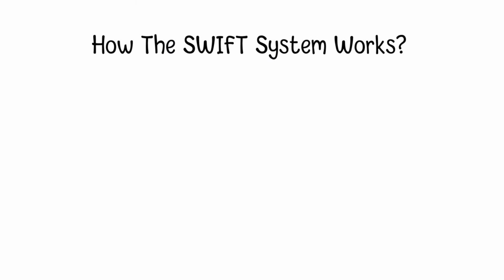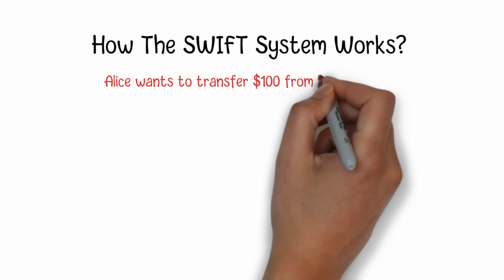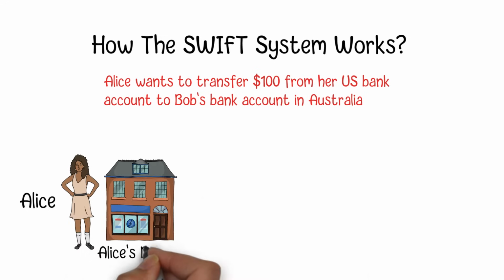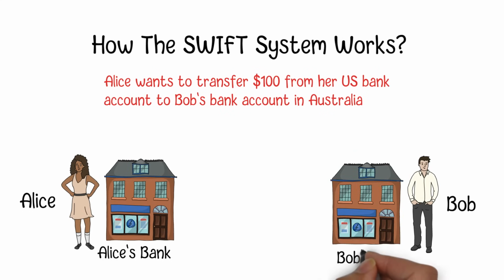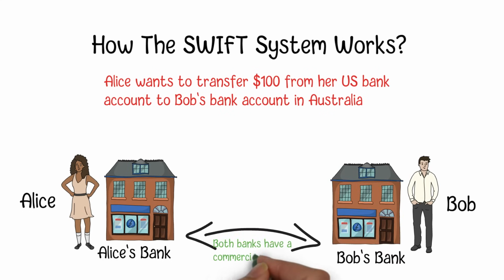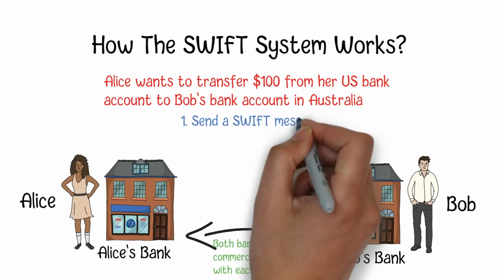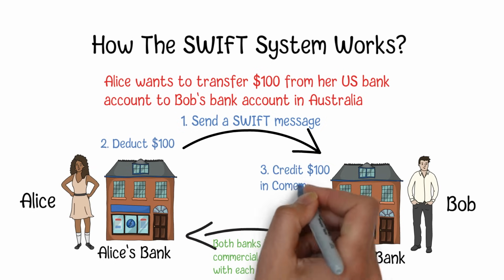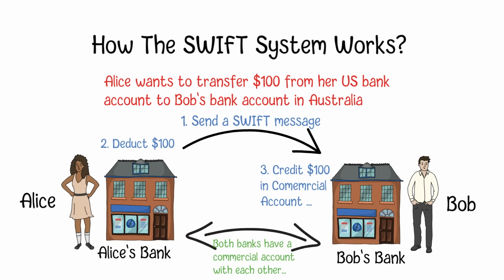Let's take a look at an example of how the SWIFT system works during a transaction. Let's assume that Alice wants to transfer $100 from her US bank account to Bob's bank account in Australia. A simple scenario is that the 2 banks both have a commercial account with each other, which means they have an established relationship. If that is the case, Alice's bank will send a SWIFT message or payment instructions to Bob's bank within a few minutes. Then Alice's bank will deduct $100 from her account, and Bob's bank will credit $100 in its commercial account. The last step is to credit $100 to Bob's personal account, minus any fees charged for the transfer.